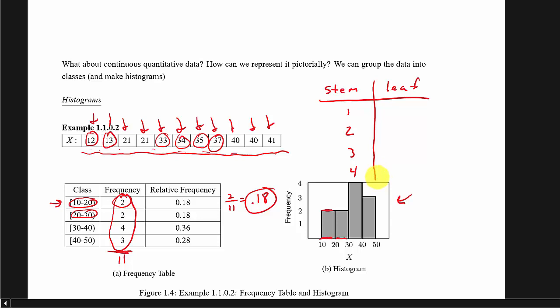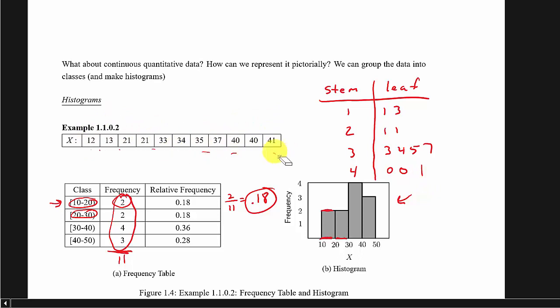Now, let me show you where that comes from. We've got numbers 12 through 41. Okay, so that's where the 1, 2, 3, and 4 come from. We've got them in the teens, the 20s, the 30s, and the 40s. So that's the 10s, the 20s, the 30s, and the 40s. And so for the leaves, that would be 1, 3, 1, 1, 3, 4, 5, 7, 0, 0, 1. Now, where did that come from?